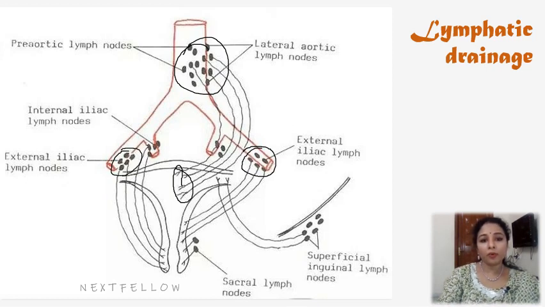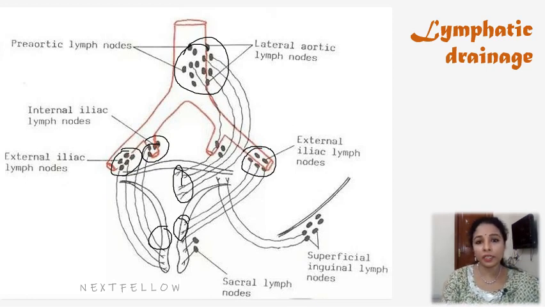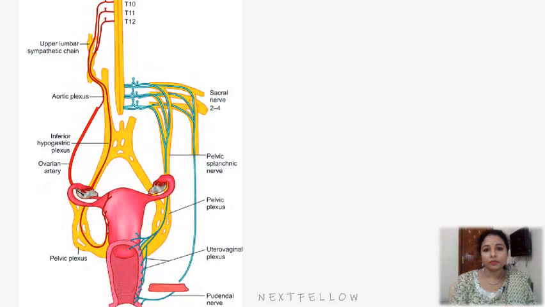The middle part of the body drains into internal iliac lymph nodes, which lie along the internal iliac artery. From the cervix on each side, the vessels drain in three directions: laterally to the external iliac and obturator nodes, posterolaterally to the internal iliac nodes, which are the major drainage, and posteriorly to the sacral nodes. So that is about the lymphatic drainage of the uterus.